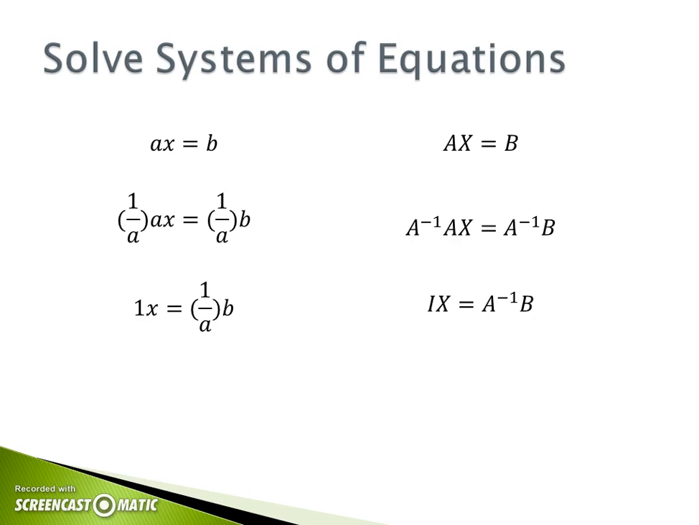X equals 1 over A times B, where 1x equals x, Ix equals x. So the idea here with matrices, x equals the inverse of A times B. And finally, x equals 1 over A times B, right? Again, 1x equals x. The idea here is x equals A to the inverse times B.